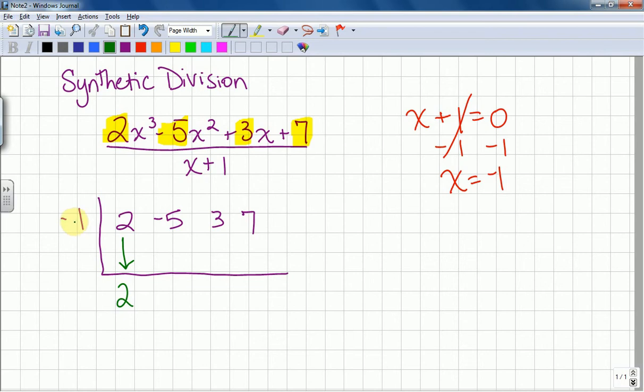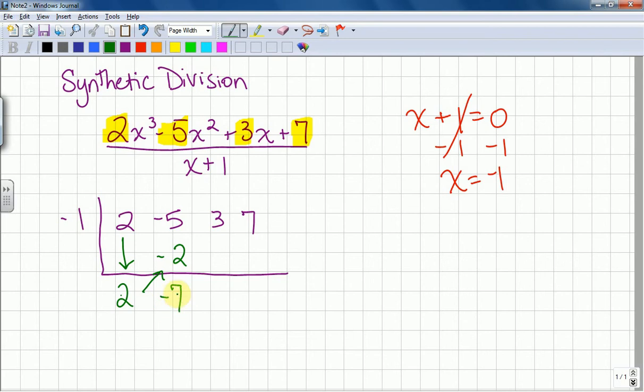Now what I'm going to do is multiply this -1 times the numbers that show up in this bottom row. So in this case right now we have a 2. So -1 times 2 is -2. Now that I have these in a column here, I'm going to add them. So -5 plus -2 is -7. Okay, so let me recap. I started by bringing the 2 down. I multiplied the -1 times the 2, and that gave me -2. Then I added -5 and -2, and that gave me -7.